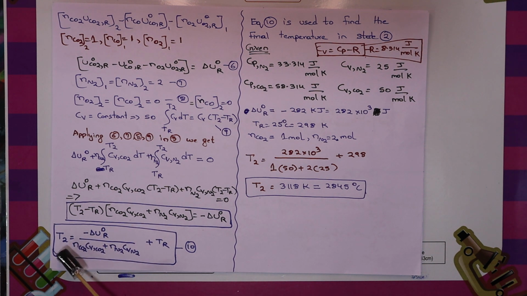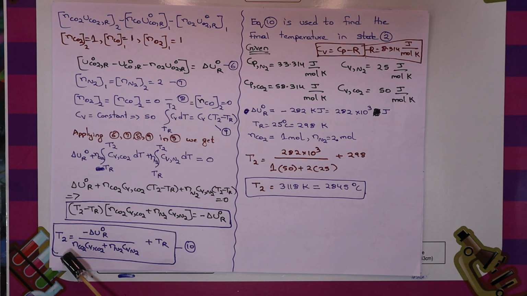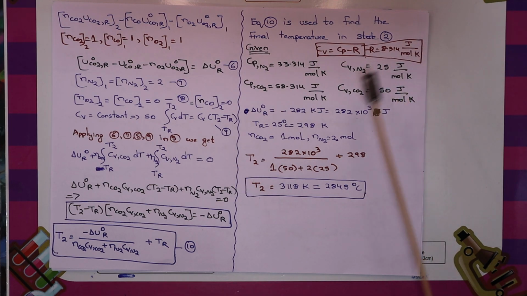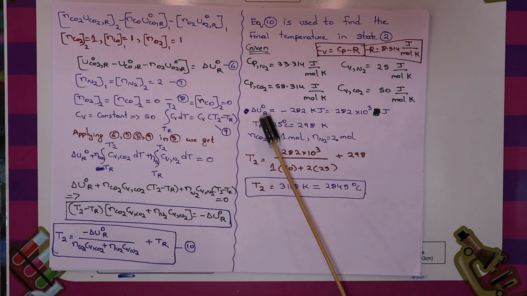So from this equation you can calculate the temperature in state 2. Cp of nitrogen is given and Cv of nitrogen can be calculated using this equation. Cp of CO2 is given, and Cv of CO2 can be calculated using this equation, where R equals 8.314 joule per mole Kelvin. Delta U, the change in internal energy of the reaction, is given as minus 282 kilojoule, which is 282 into 10 power 3 joule. Temperature is 25 degrees centigrade, which is 298 Kelvin. So every value in this equation is known except T2. Calculating T2 gives 2845 degrees centigrade.